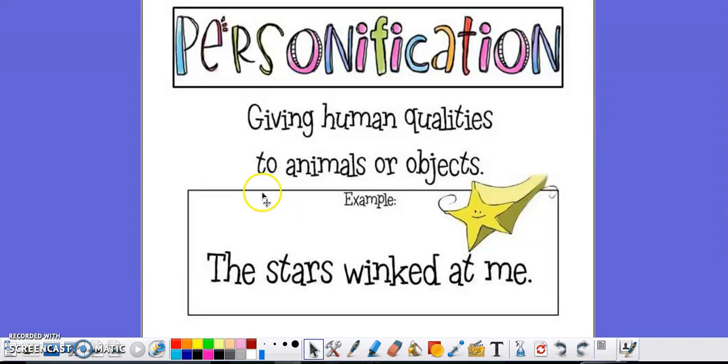Personification is giving human qualities to animals or objects. For example, the stars winked at me. The stars can't actually wink or blink, but the author is saying this to make you think as though the star is twinkling in the sky. But if you just said it that way, it could be seen as boring, and we now know that figurative language intends to grab the reader's attention in different ways, which is why the author has written this sentence the way that they have. The stars winked at me.